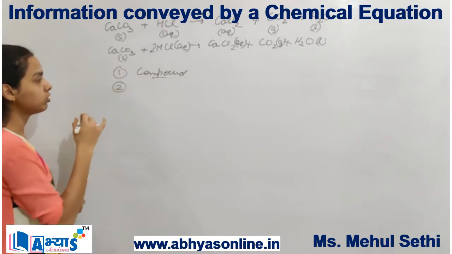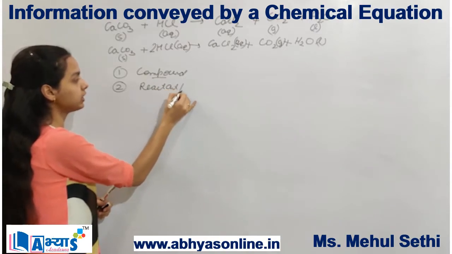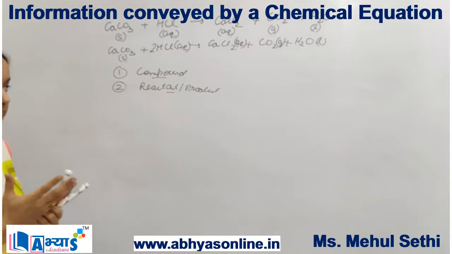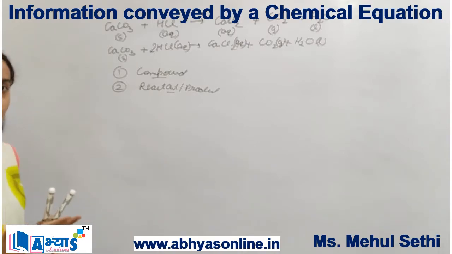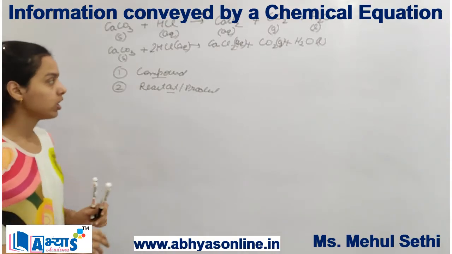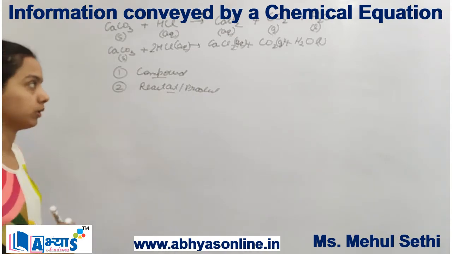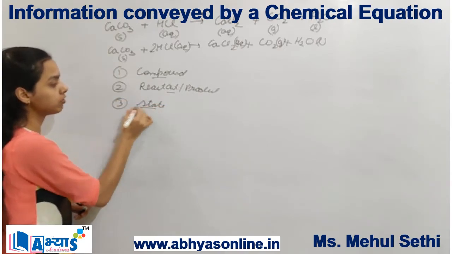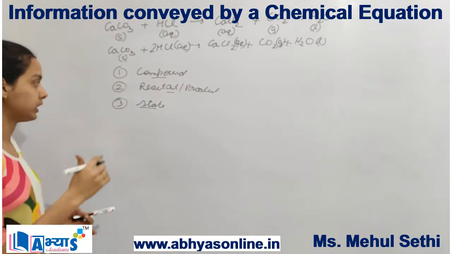The second information which we can get is the identification of reactants and the products. Clearly there are 2 reactants and there are 3 products. Out of these 3 products, one is in gaseous state, one is in liquid and the other is aqueous. So these are basically 2 pieces of information which we can get directly from this chemical reaction. The third is the physical nature or the physical state. I have already discussed it: the solid, liquid and the aqueous state.